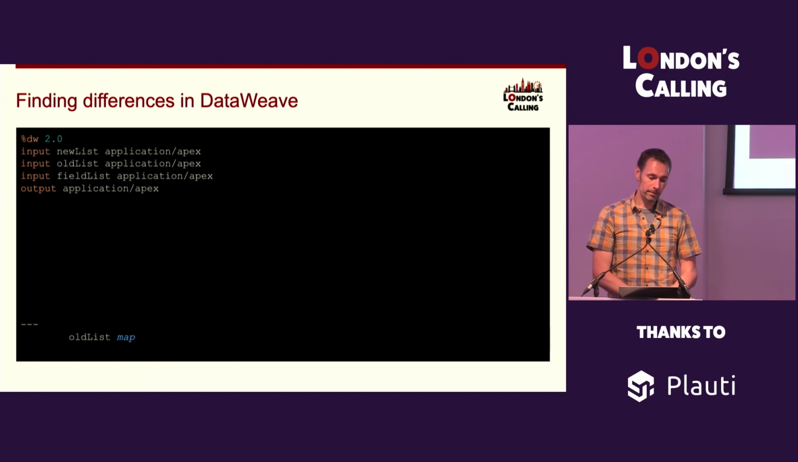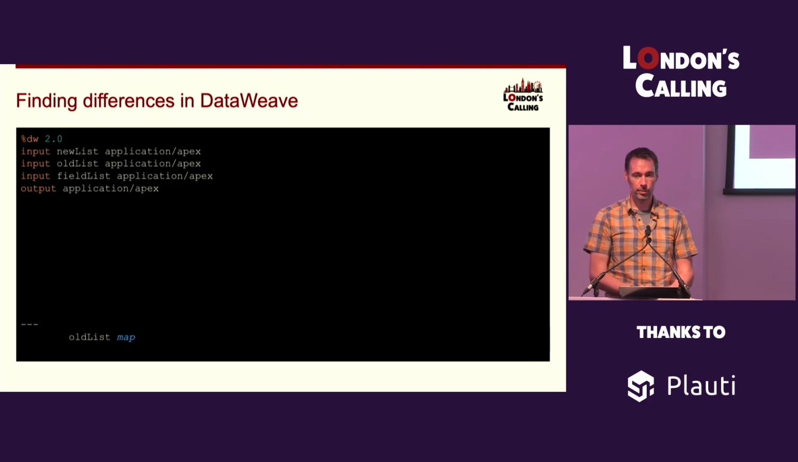So here's a DataWeave script. At the top, we're declaring the inputs that are going to be passed in from Apex. So it's just like our Apex version. It's taking in the new list, old list, and the fields to compare, and it's going to provide an output as an Apex thing. And the three dashes at the bottom of the DataWeave separate out what's going to be the result of the script.